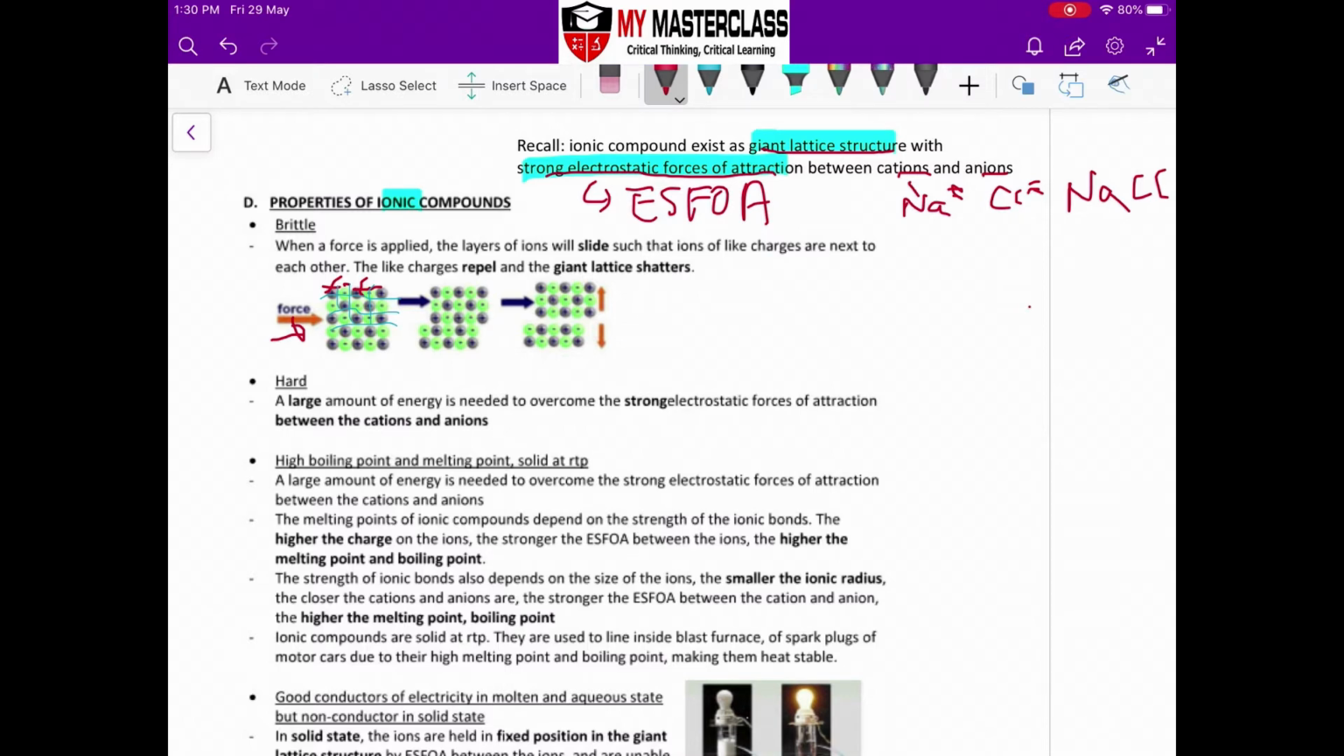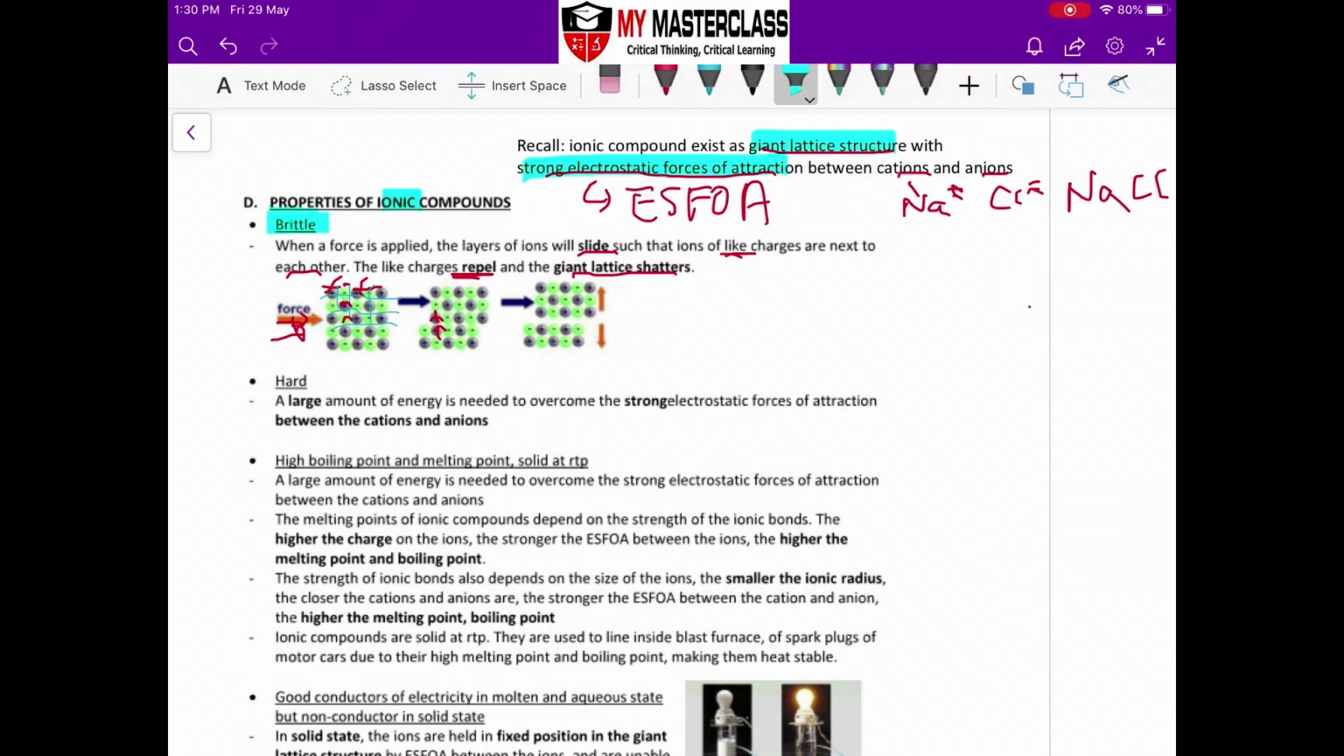With this structure, when I apply a force, the layers will slide such that the like charges are next to each other. So when I apply a force this way, the layers slide. My plus, which was attracting the minus, is now repelling the plus. My minus is on top of the minus and there's a repulsion. The like charges will repel and the giant lattice structure will shatter. This explains why ionic compounds are brittle.